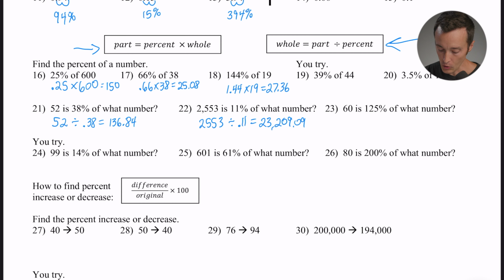Okay? All right, let's do one more kind of like that. Number 23 says 60 is 125% of what number? They gave us a part, that's 60, and we're going to divide that by the percentage, which in decimal form would be 1.25. If we divide that out, we're going to get 48. So 60 is 125% of 48. Okay, so go ahead and pause the video again. Try numbers 24, 25, and 26.